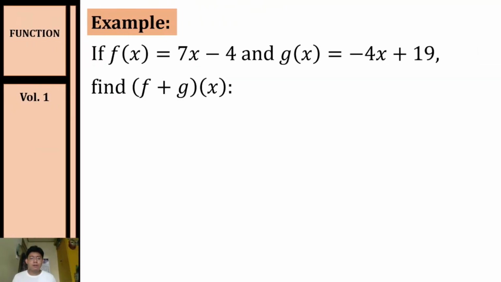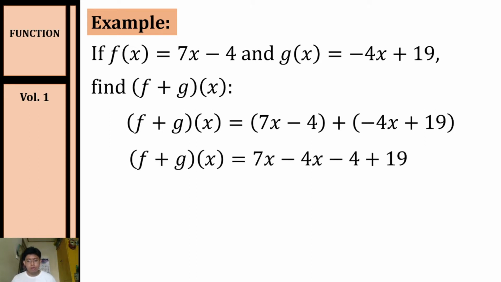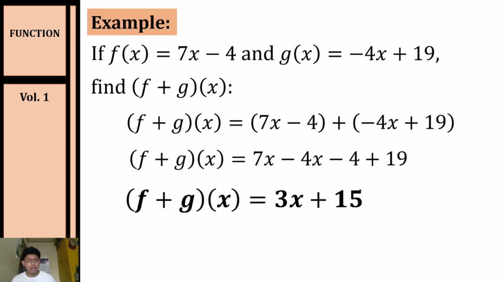Alright, let's have our first example. If f of x is equal to 7x minus 4 and g of x is equal to negative 4x plus 19, let's find the sum of the two functions, f of x plus g of x. First, let's add the two functions, 7x minus 4, and we will add it to negative 4x plus 19. Let's apply the rules in combining like terms. We will add 7x and negative 4x and negative 4 and positive 19. So simplify by combining like terms. So the sum of our two functions will be equal to 3x plus 15.